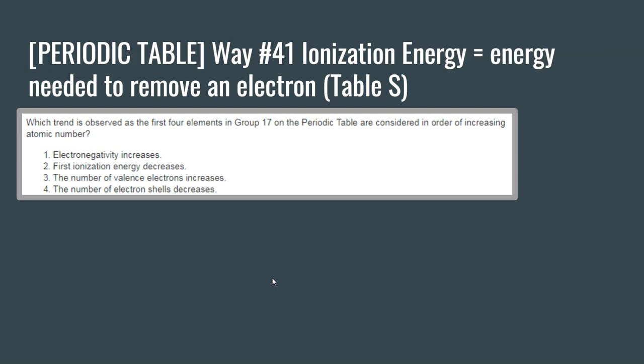Which trend is observed as the first four elements in group 17 on the periodic table are considered in order of increasing atomic number? The only trend that makes sense is first ionization energy decreases. If you look at group 17 and look at their ionization energy values, you'll find that the values decrease down a group. And that's primarily because the electrons are further away from the center of the atom, so they experience less pull. So the more energy shells an atom has, the easier it is to remove those outer valence electrons.